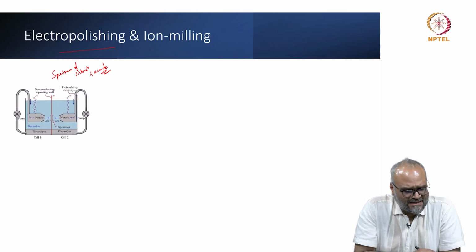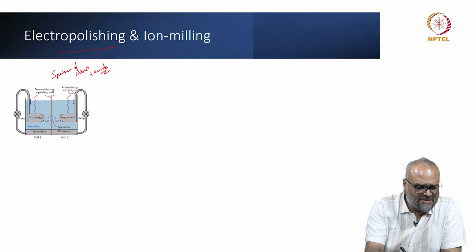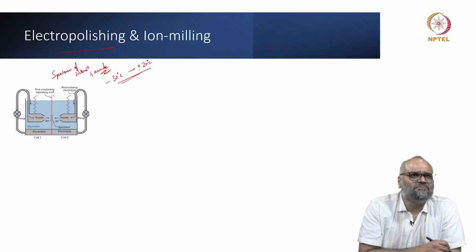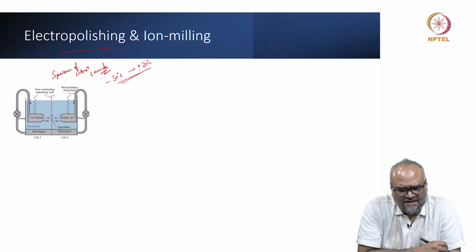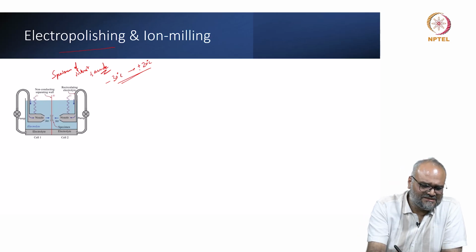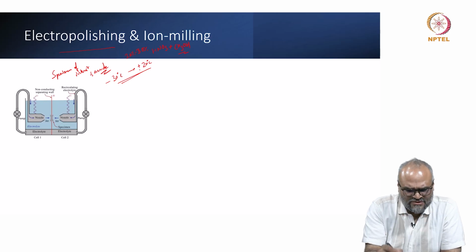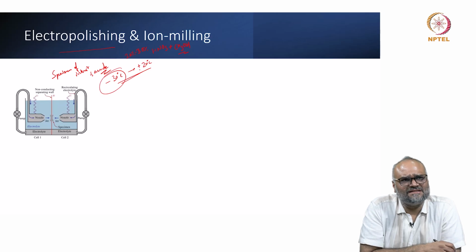Usually you maintain the electrolyte which is used for electropolishing at a specific temperature. These can be anywhere from minus 30 degrees centigrade to plus or minus 20 degrees centigrade, depending on the medium that you use, depending on the material that you are looking at. Most commonly for steels or metallic samples, the most common electrolyte used is 30% or 20% nitric acid in methanol. You usually maintain them around minus 20 or minus 30 degrees centigrade.